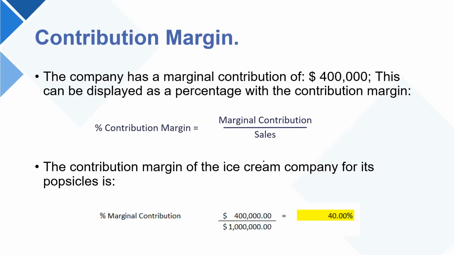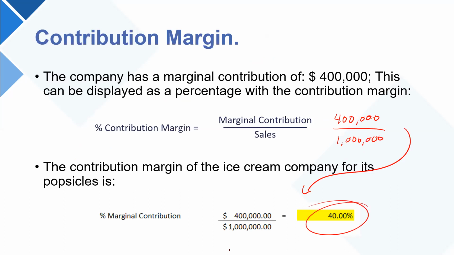We can turn that into a percentage, which is actually called contribution margin percentage, and the way you do it is you take the contribution margin, that is the 400,000 in that example, and then you divide it by the sales, which was 1 million in our example. Now you have the contribution margin, and you can tell the ice cream maker, hey, your contribution margin on percentage is 40%. That means that per each ice cream that you are selling, you are earning 40% before fixed cost.